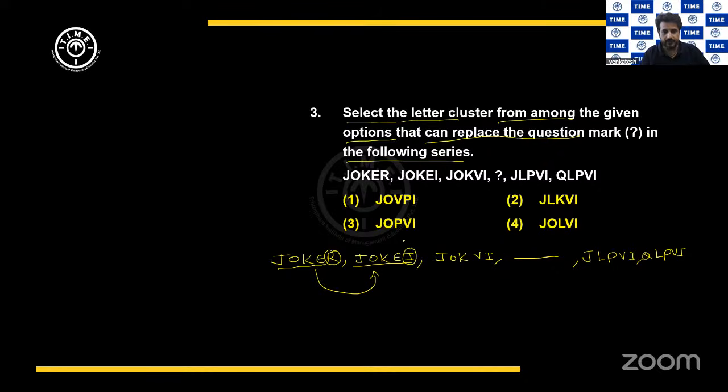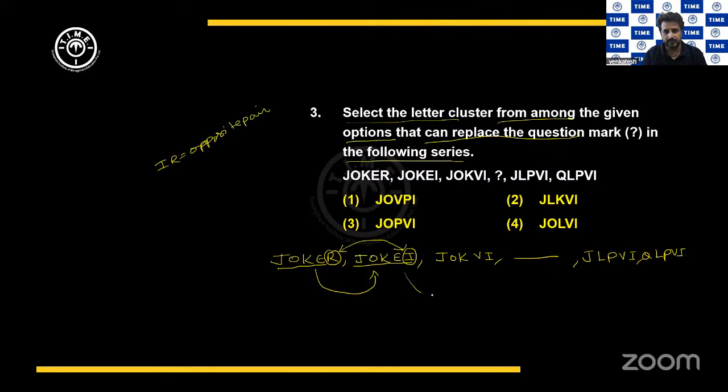Except R, all the letters remain the same. R is replaced by I. What is R replaced by? I is nothing but the opposite pair. I and R are opposite pair of letters.